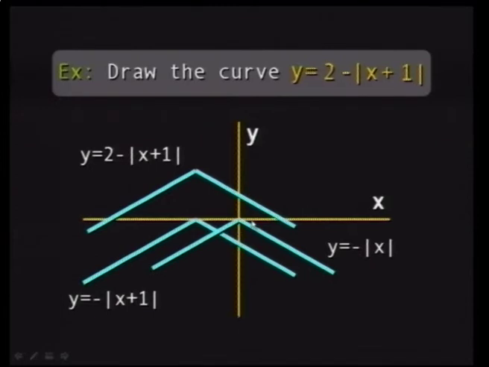You start with minus modulus x. After you start with minus modulus x, you shift it to the left by 1 to obtain this one. This becomes what? Minus modulus x plus 1. And then you shift it above by 2 units to become 2 minus modulus x plus 1. And this is the way you do it. You always start with the easiest one of them.